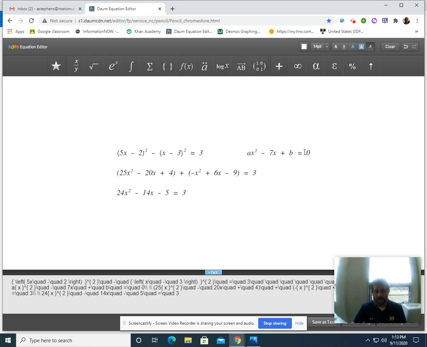Now, if you look at how they wanted it finished, notice it says equals 0. This says equals 3. This 3 can't be here. So I'm going to subtract 3 from both sides, which will make this an 8 and this a 0.